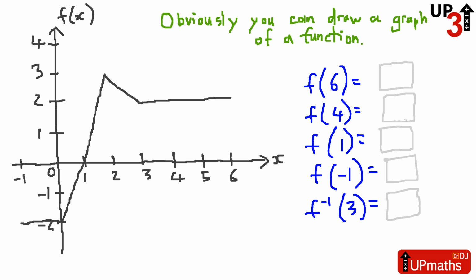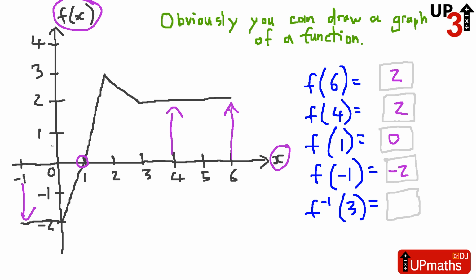Okay, this is the last question. Just showing how we can relate it to graphs. Pause the video and maybe spend a bit of time trying to work out how this graph works. Notice the labeling of the axes. This axis is the x-axis and this is the f of x axis, or the function axis. So what's f of 6? That would be 2. What's f of 4? That would also be 2. What's f of 1? That would be 0. What's f of minus 1? That would be minus 2.